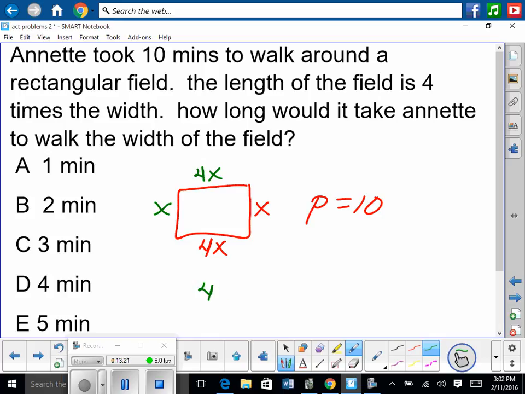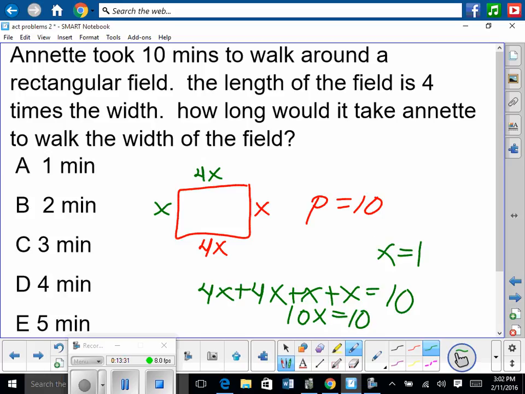Okay, so we have 4x plus 4x plus x plus x is equal to 10. So that's 10x, right? So 10x is equal to 10. What's x? X is equal to 1, but make sure you're asking the right question. It says, how long would it take Annette to walk the width? So width is this one, right? So it would be 1. But what if they said it'd be 4, right, everybody? Length is 4. Did that confuse you? It took me a minute, but I got you.